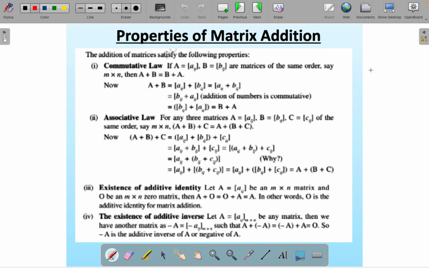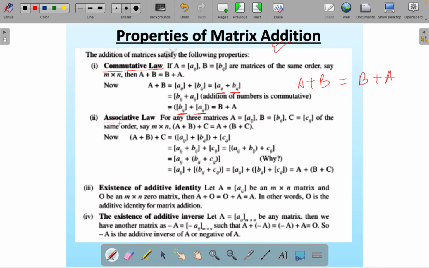Let's go ahead. Let's talk about properties of matrix addition. So, commutative law, addition. We are talking about addition here. So in addition, will A plus B matrix give you B plus A? Obviously it will, because the order of addition will not matter. Aij plus Bij or Bij plus Aij will give you the same answer.